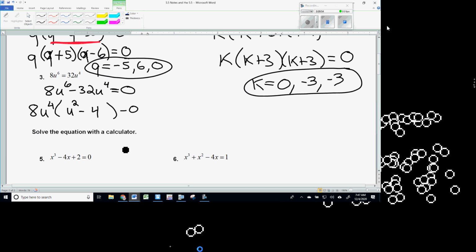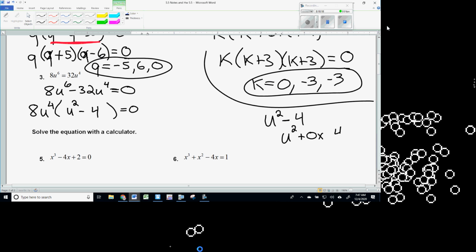Equals 0. Oh, the minus. How do we factor that? How do I factor u squared minus 4? There's no middle term, so I just add a 0. So this is really u squared plus 0u minus 4. And what are two numbers that multiply to give me negative 4, add to give me 0? 2 and negative 2. So over here I get 8u to the 4th. It is really weird using u, isn't it?